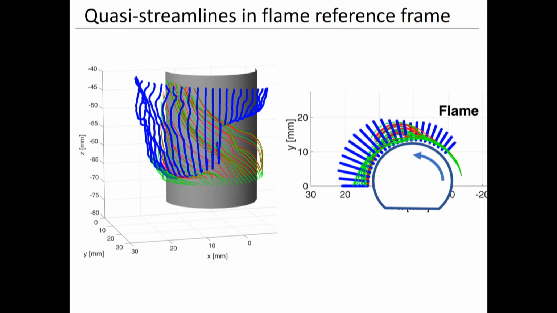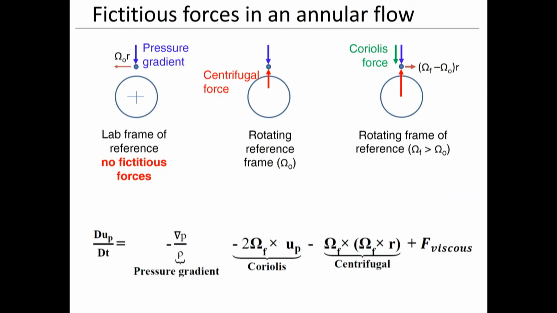But for a lot of these ones here, the streamlines are deflected outwards, and then they move back towards the cylinder. So radially out, and then move back towards the cylinder. So this is a very systematic effect. And we realized that it had to do with fictitious forces that are sort of causing these kinematics to occur.